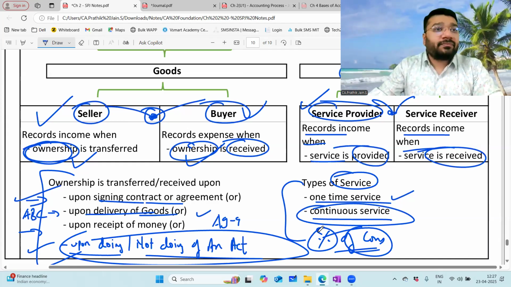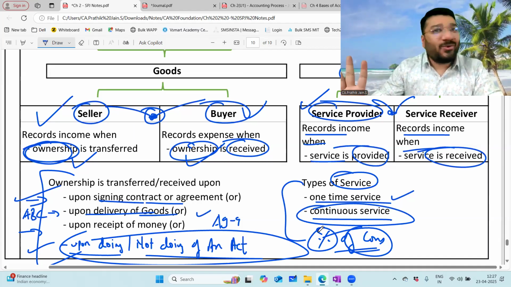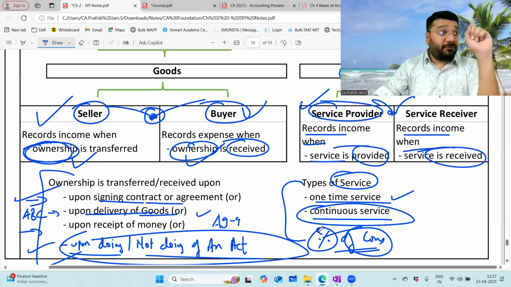You want a break now? It is 12:27. So I can give you a break of 8 minutes. Okay. So let's continue after the break with the 4 important concepts, which is the base for your final accounts.